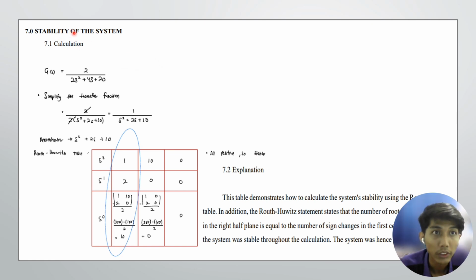Second, stability of the system. For the calculation, we still use the same transfer function. This table shows how to determine a system's stability using the Routh-Hurwitz criterion. According to the Routh-Hurwitz theorem, the number of roots of the polynomial in the right half plane is equal to the number of sign changes in the first column. Since there were no sign changes in the first column, the system was stable throughout the calculation. Therefore, the system is stable.